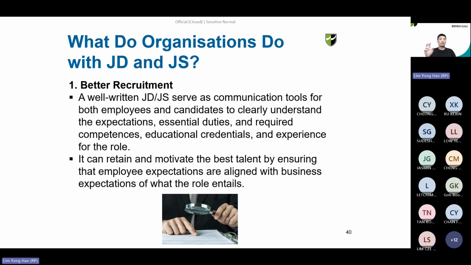If you have a job description and a job spec, if you have a good one, what do companies benefit from? Better recruitment. We looked at this earlier on. If it's written well, you will more likely attract more appropriate applicants to the job. Then you have a better pool of people to select from. That's for recruitment purposes.